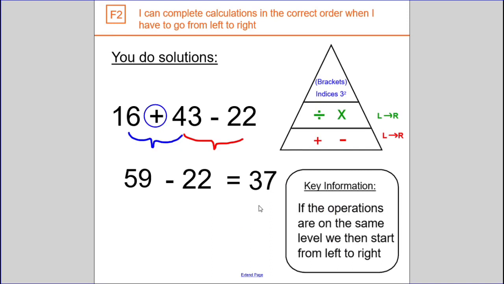Here's the solutions. Make sure that you self-assess your work. So again, we can see we've got an addition and a subtraction both present and they're on the same level. We need to start working from left to right. So we add to get 59, then bring it down. 59 subtract 22 gives us 37.